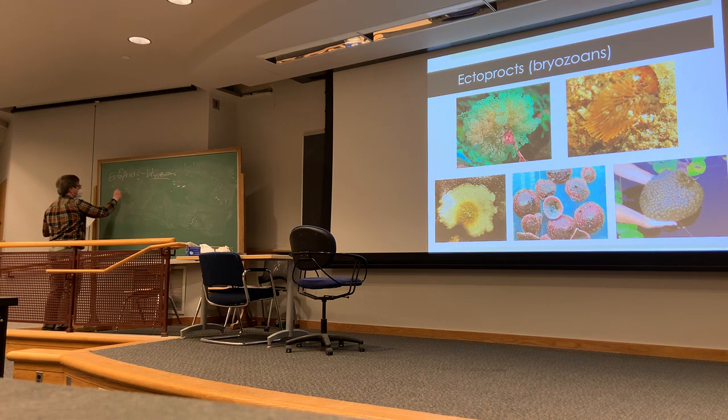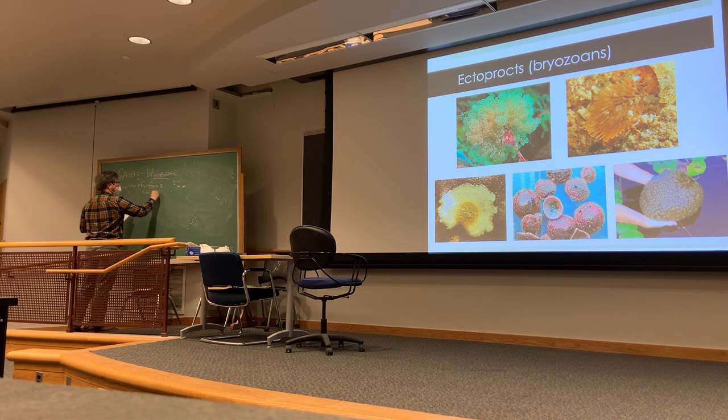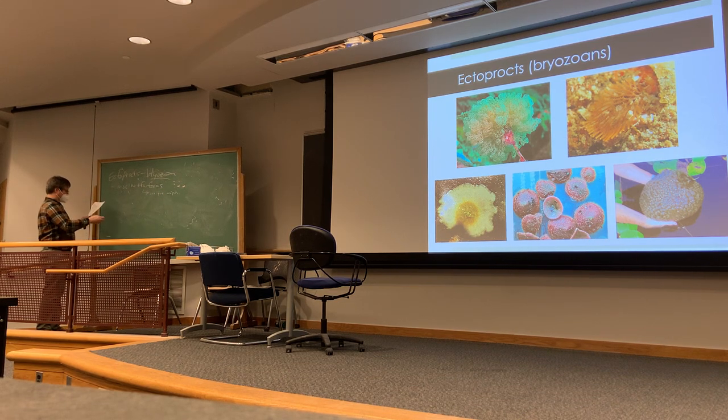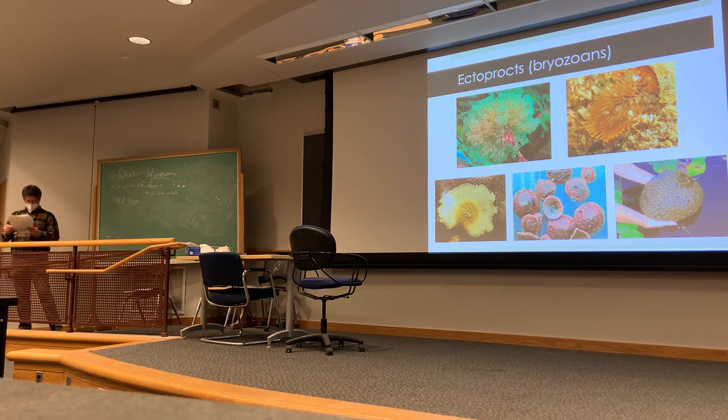There are marine and freshwater forms. Freshwater forms tend to have unique aspects to their morphology. There are around 4,000 species. Most are marine.